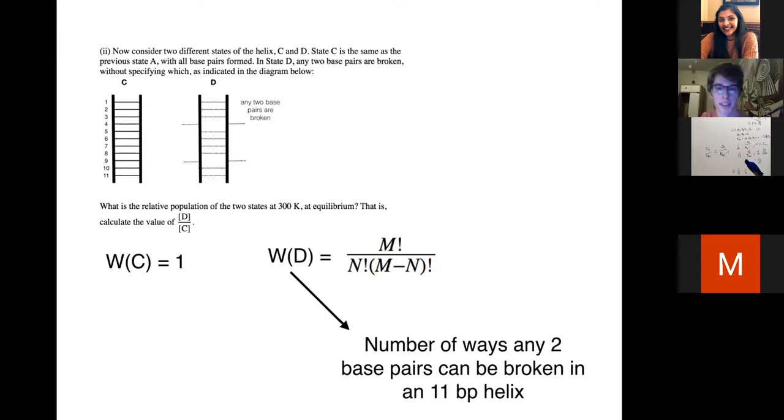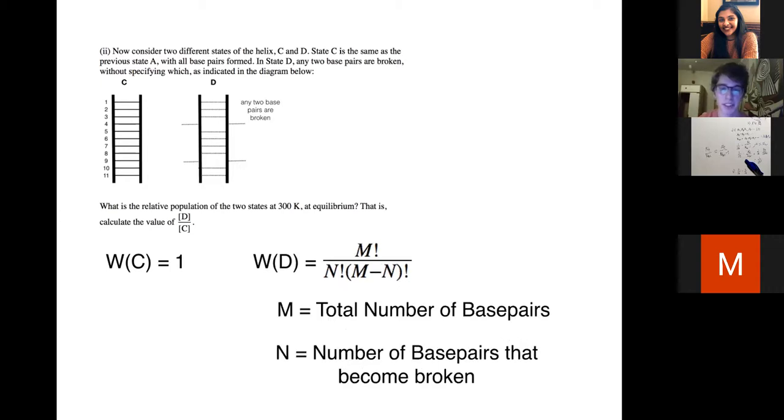But for state D, we can find the multiplicity, or number of ways, that any 2 base pairs in an 11 base pair helix can be broken. And we can use this multiplicity formula for the combinations. And you can set M equal to the total number of base pairs in a helix, and N to the number of base pairs that are going to become broken in any given way that state could happen. So that would be any 2 base pairs. And then that would give you the number of ways that any 2 base pairs can be broken in that helix.